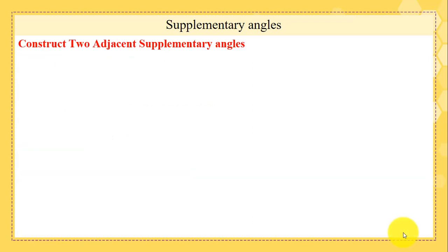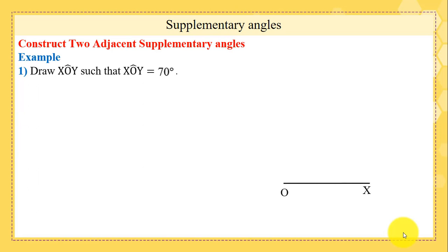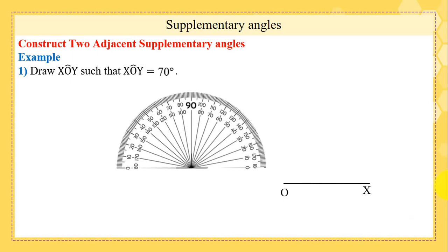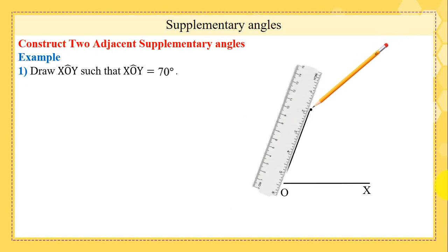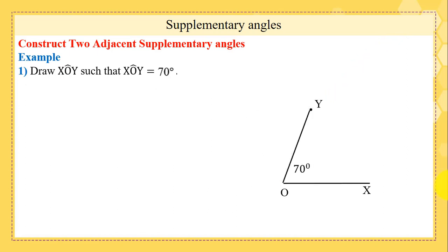Now we want to learn how to construct two adjacent supplementary angles. Example, draw XOY such that XOY equals 70 degrees. We must draw the semi-line OX. Bring our protractor and put its center on the vertex O. Mark on 70 degrees and join using the ruler the points Y to O. Here we get the angle XOY, which is equal to 70 degrees.